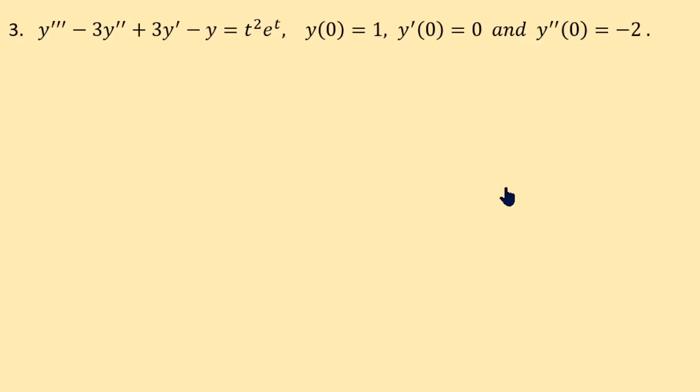Now one more example here. y triple dash minus 3y double dash plus 3y dash minus y equal to t square e power t. You know how to find the Laplace transform of t square e power t?